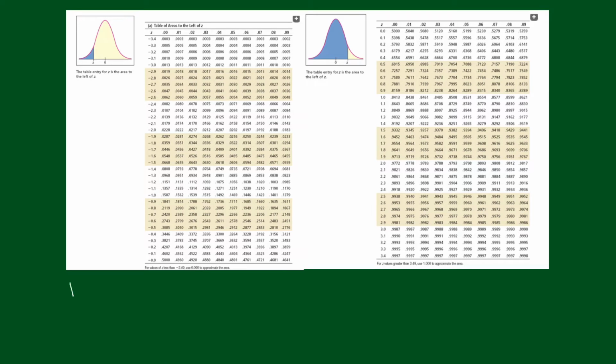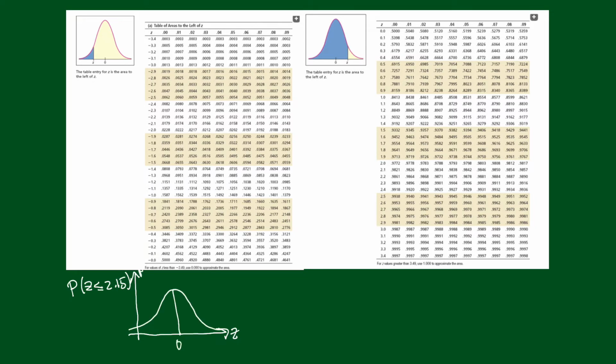Let's try this one. What is the probability that z is less than or equal to, let's say, 2.15? Let's draw a picture. It's always good to draw pictures for these. It's z, p of z.